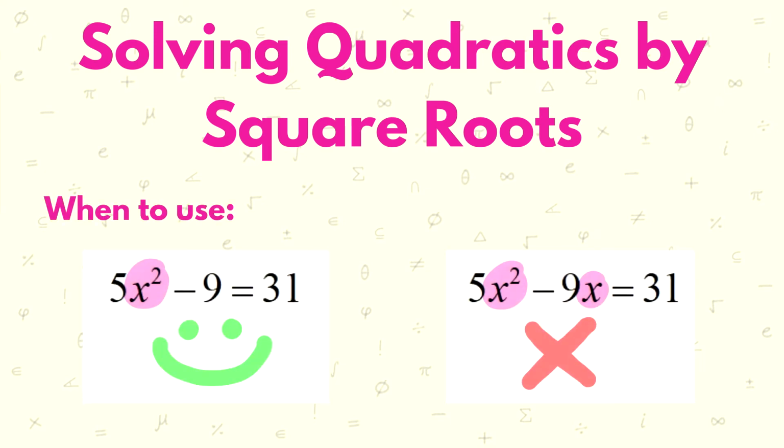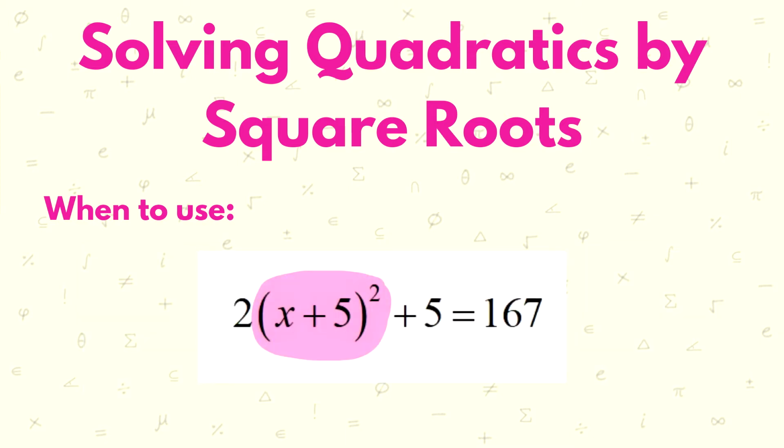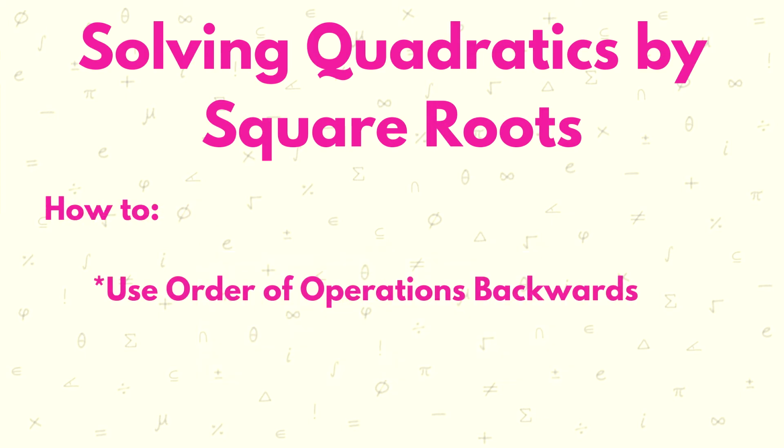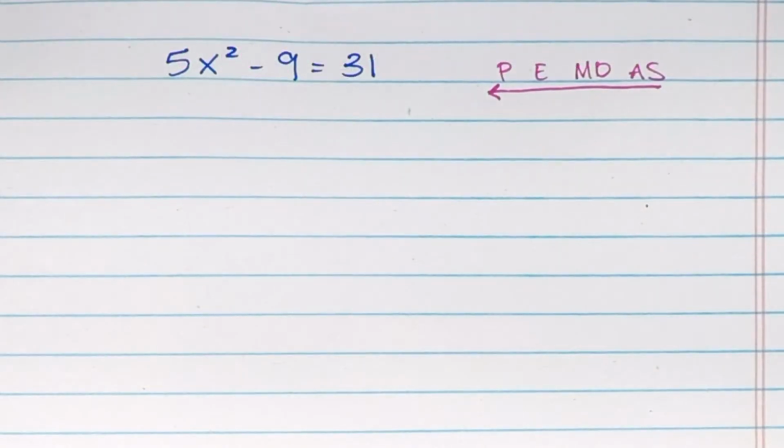When you have an x squared term but no x, like this one on the left, or when you have a parentheses squared like this part highlighted in pink. Now, how you're going to solve these types of equations is by using the order of operations backwards, and make sure you don't forget the plus or minus when square rooting both sides. Let's take a look at this example.